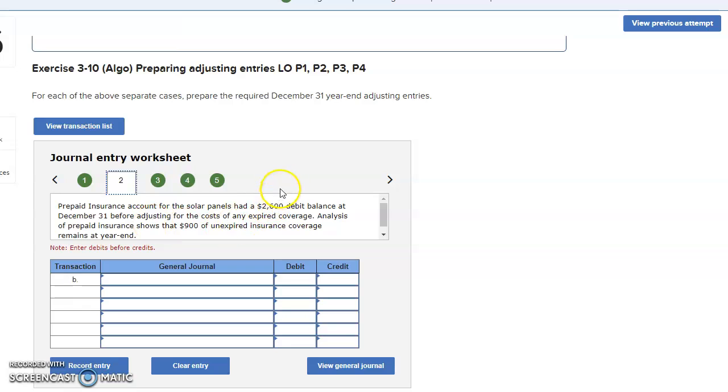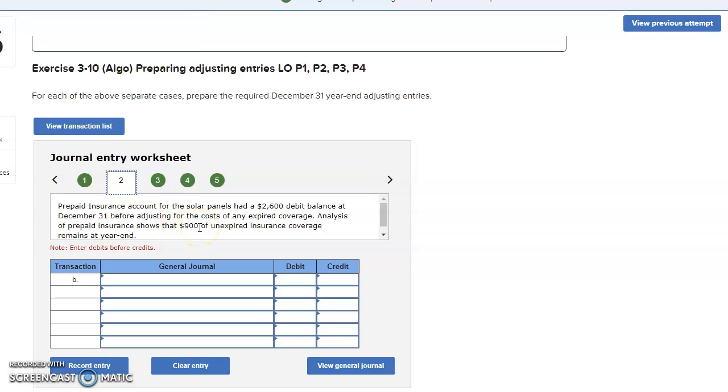Number 2 says the prepaid insurance account for the solar panel had a $2,600 debit balance at December 31st before adjusting for the cost of any expired coverage. Analysis of prepaid insurance shows that $900 of unexpired insurance coverage remains at the end of the year. So at the beginning we have $2,600 for the prepaid insurance, and that one is an asset. And at the end of the year we have $900 left.